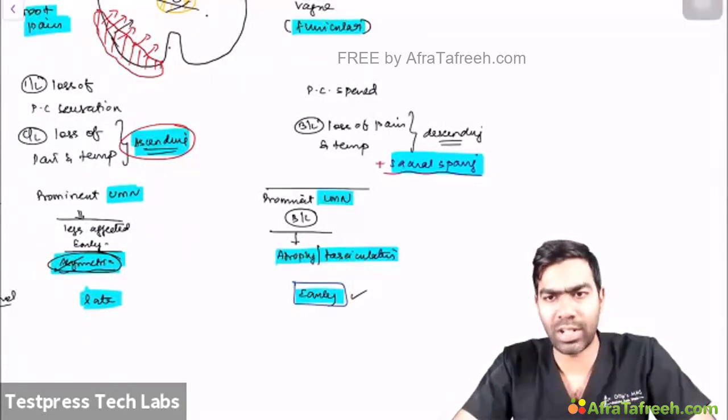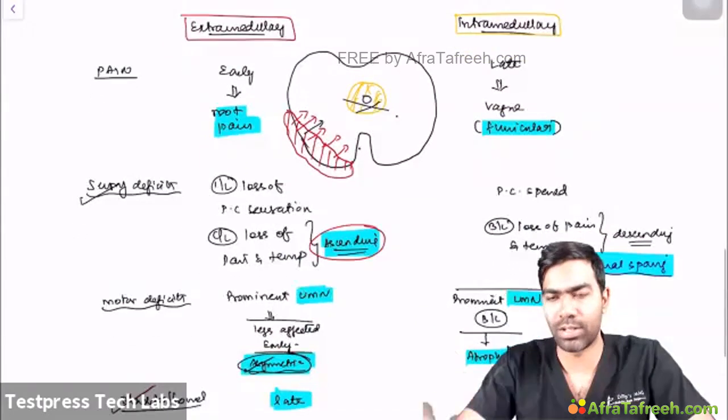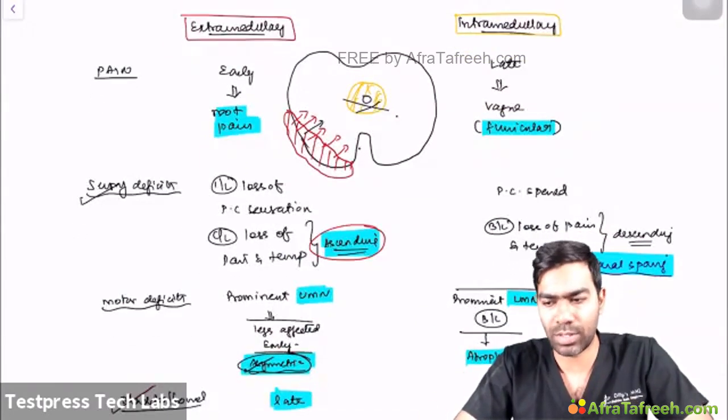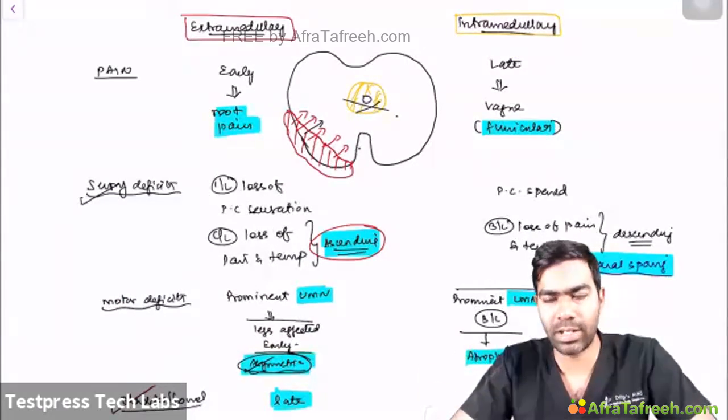But to start with, at a beginner level, to know what is extramedullary versus intramedullary, this table is most important. So in the exam, most of the questions will be revolving around this particular table only. Because once I complete the disorders, then I'll be discussing dural differentiations and conus medullaris versus cauda equina.